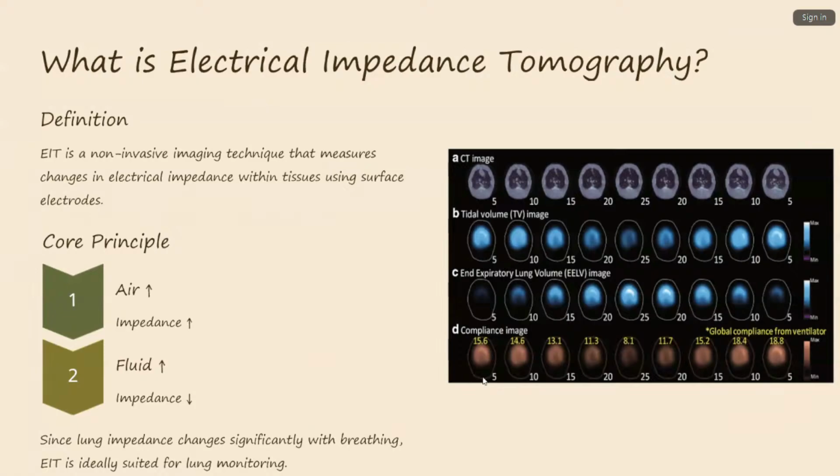So now, what is electrical impedance tomography and how does it help us in monitoring such infants, neonates? The definition is that it's a non-invasive imaging technique that measures changes in electrical impedance within tissues using surface electrodes. Basically, the electrodes are placed on the chest wall in a belt-like fashion around the chest wall, and the electric current is passed.